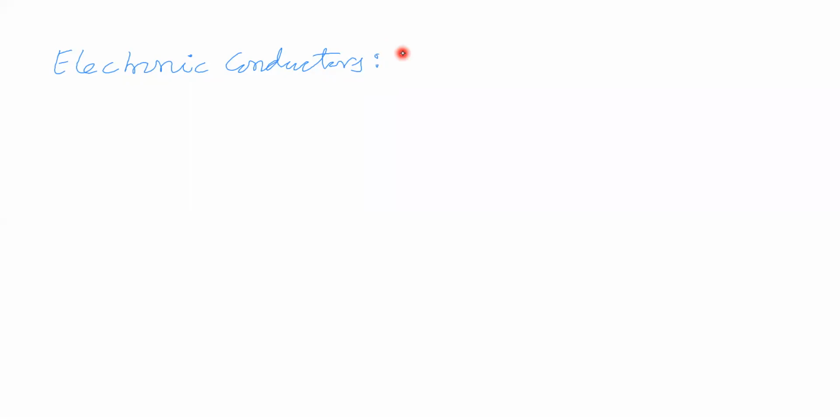So now we will see two things: one is called electronic conductors, another is called electrolytic conductors. In electronic conductors, current will be carried by free electrons. Here, current will be carried by ions, such as Cu2+ ions and Zn2+ ions. Current can also be carried by molecules, for example water molecules.